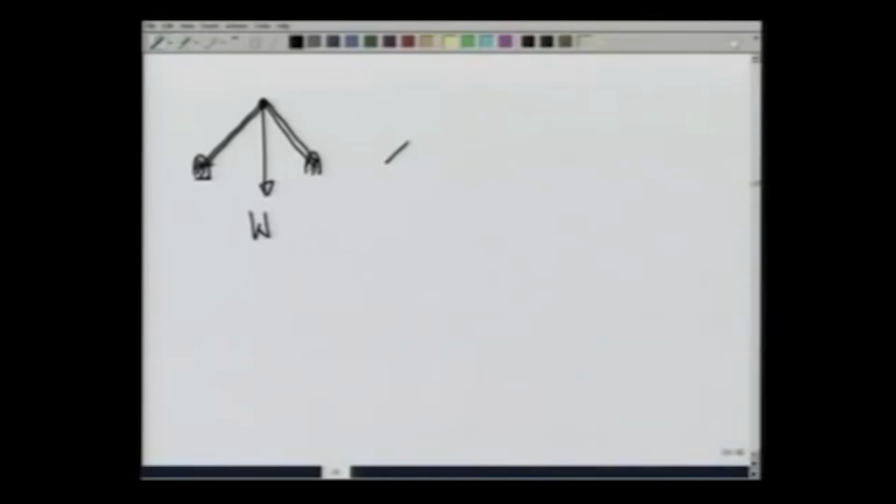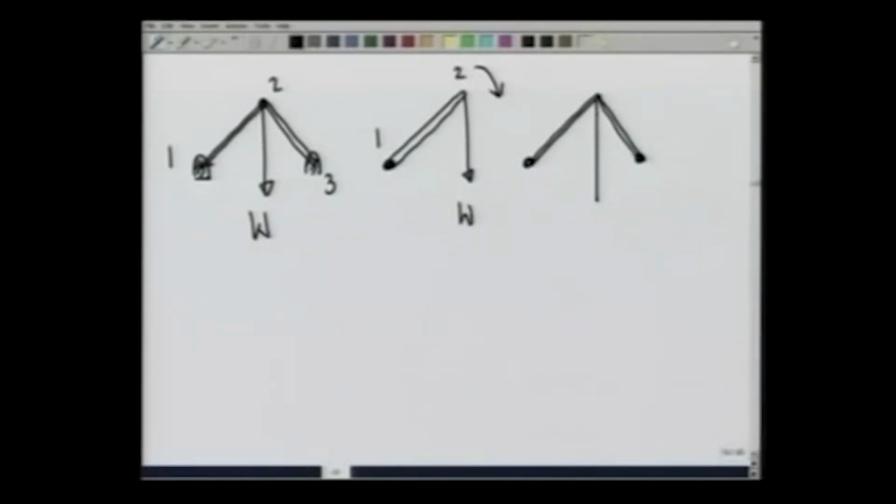Now you see, if I start with this rod, let me call this 1, 2, 3, start with rod 1, 2, put it on a pin joint here and load it. The rod will tend to rotate like this. To stop that, what I do is I put another rod here so that this is an isosceles triangle, and make a fixed joint on the other side also, and then the load is here.